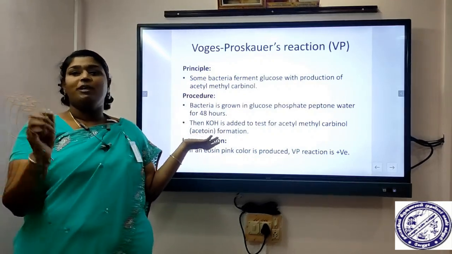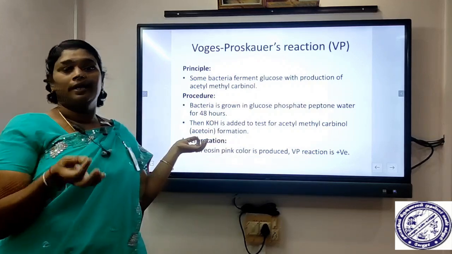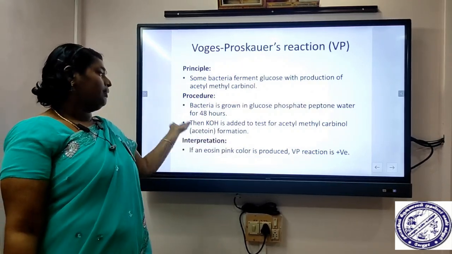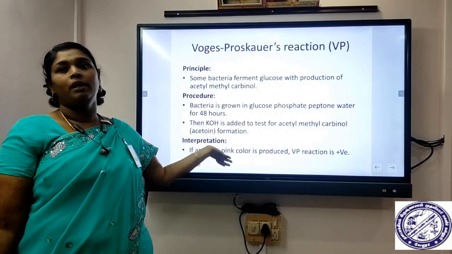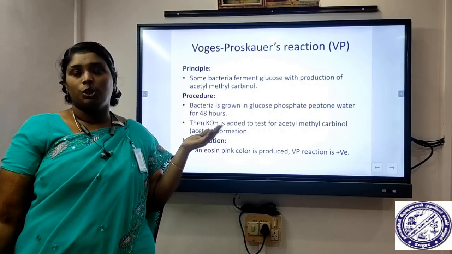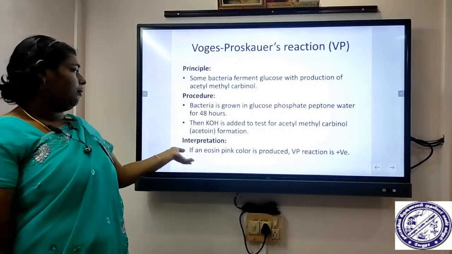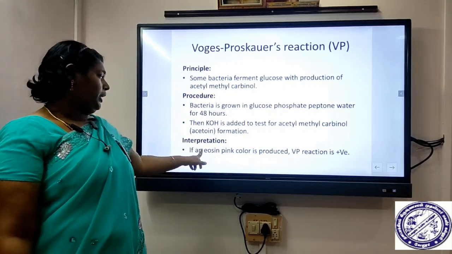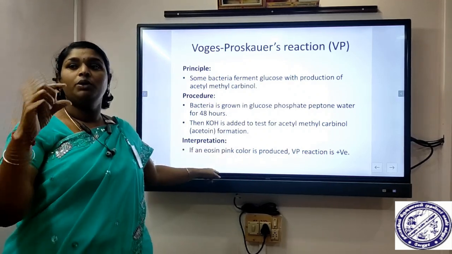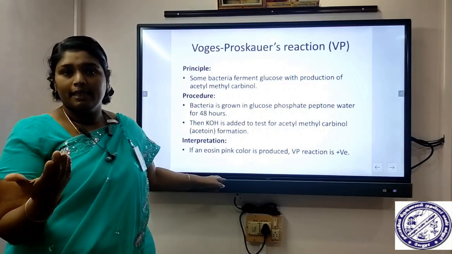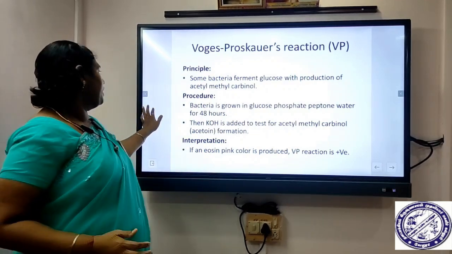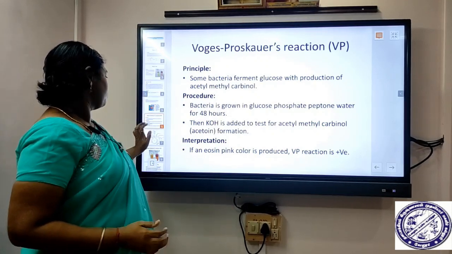Same procedure. With the help of a sterile loop, we will be inoculating the test organism or the pure culture into the medium. After 24 to 48 hours, we will be adding the reagent called Voges-Proskauer reagent, VP reagent 1 and 2, and then we are able to see the reaction. The medium will turn an eosin pink color, which indicates the positive reaction. If it is yellow or orange in color, it is negative for the reaction.